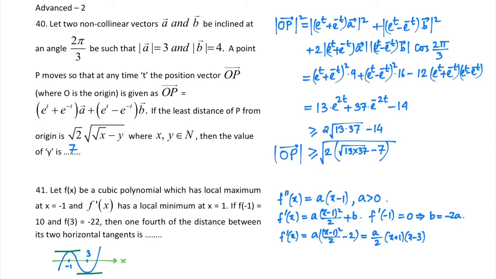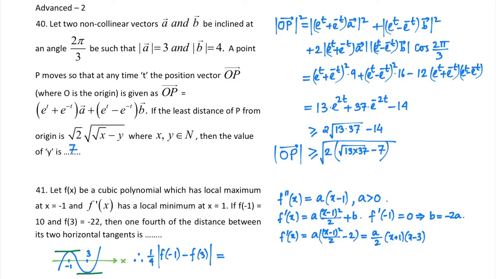Okay, so therefore we can write that the required result is 1/4 of mod of f of minus 1 minus f of 3. I have to take mod because I do not know which one is positive and which one is negative. But these two values are given in the question, so let us take them. It is clearly given that f of minus 1 is 10 and f of 3 is minus 22. So no problem at all.